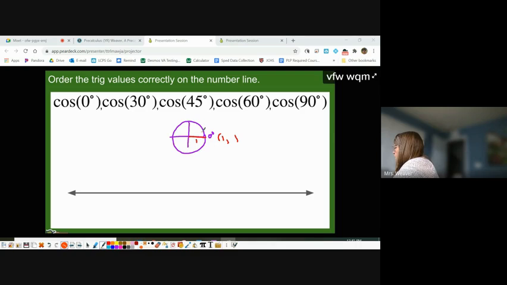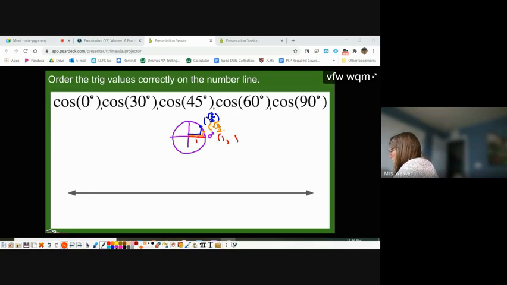When you go to 30 degrees, now you're not coming over quite as far in the x direction, still pretty far, but not quite as far. And so your x-coordinate is √3/2. I wanted you to visually see this. Okay, so when you're at 45 degrees, in the x direction, you're coming a shorter distance, only √2/2 units.